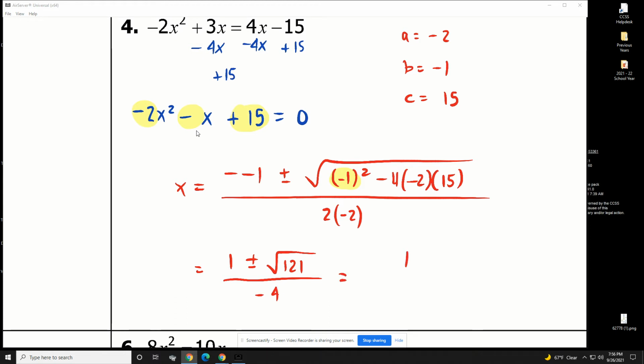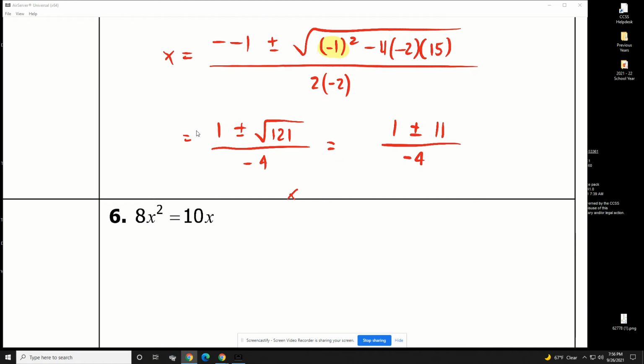So here's what we really have. We have 1 plus or minus, the square root of 121 is 11, divided by negative 4. So our answers are x equals, what is 1 plus 11? 12. What's 12 divided by negative 4? Negative 3. So there's one of my answers. And the other one is, what is 1 minus 11? Negative 10 divided by negative 4. That is 2.5. So my two solutions are x equals negative 3 and x equals 2.5.